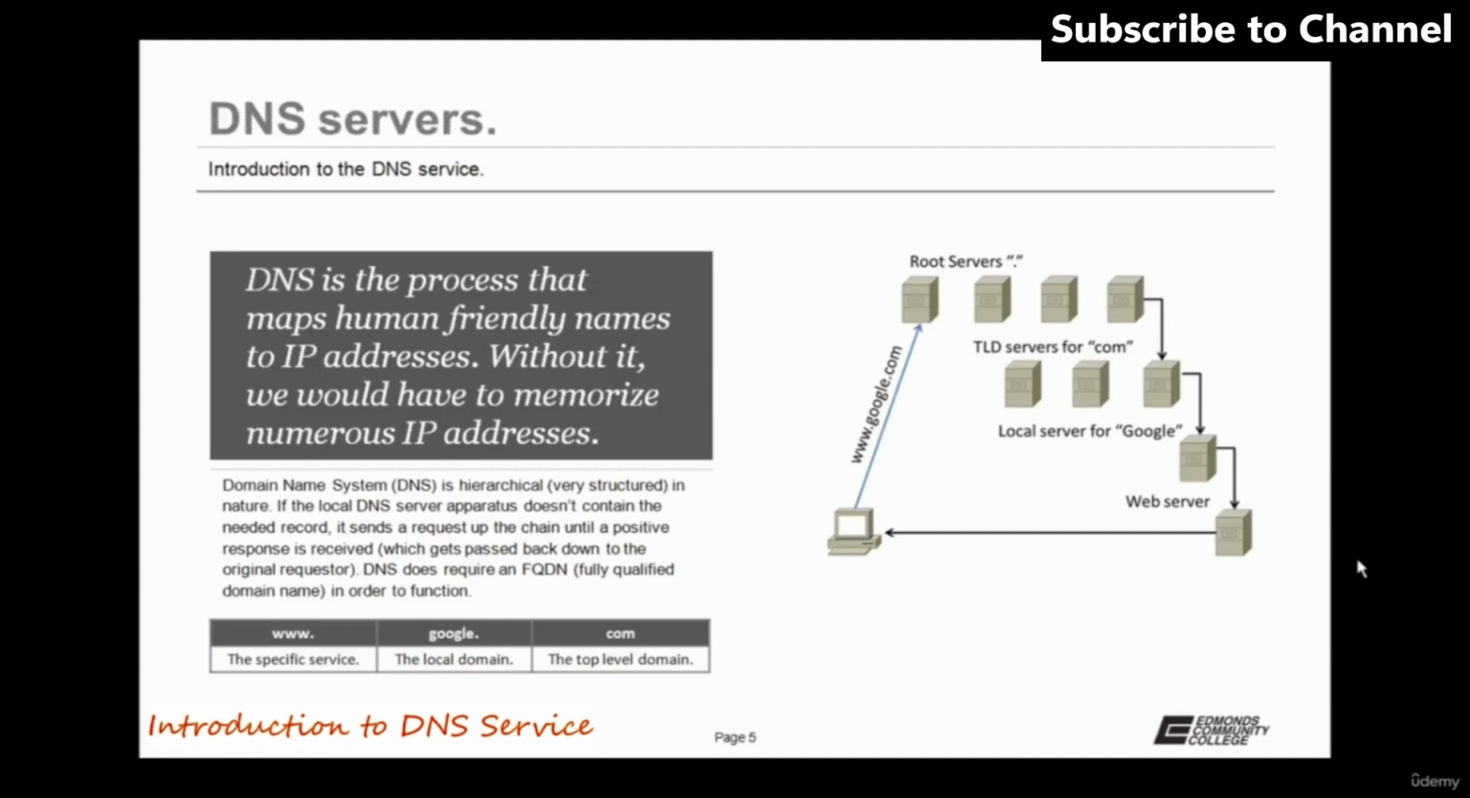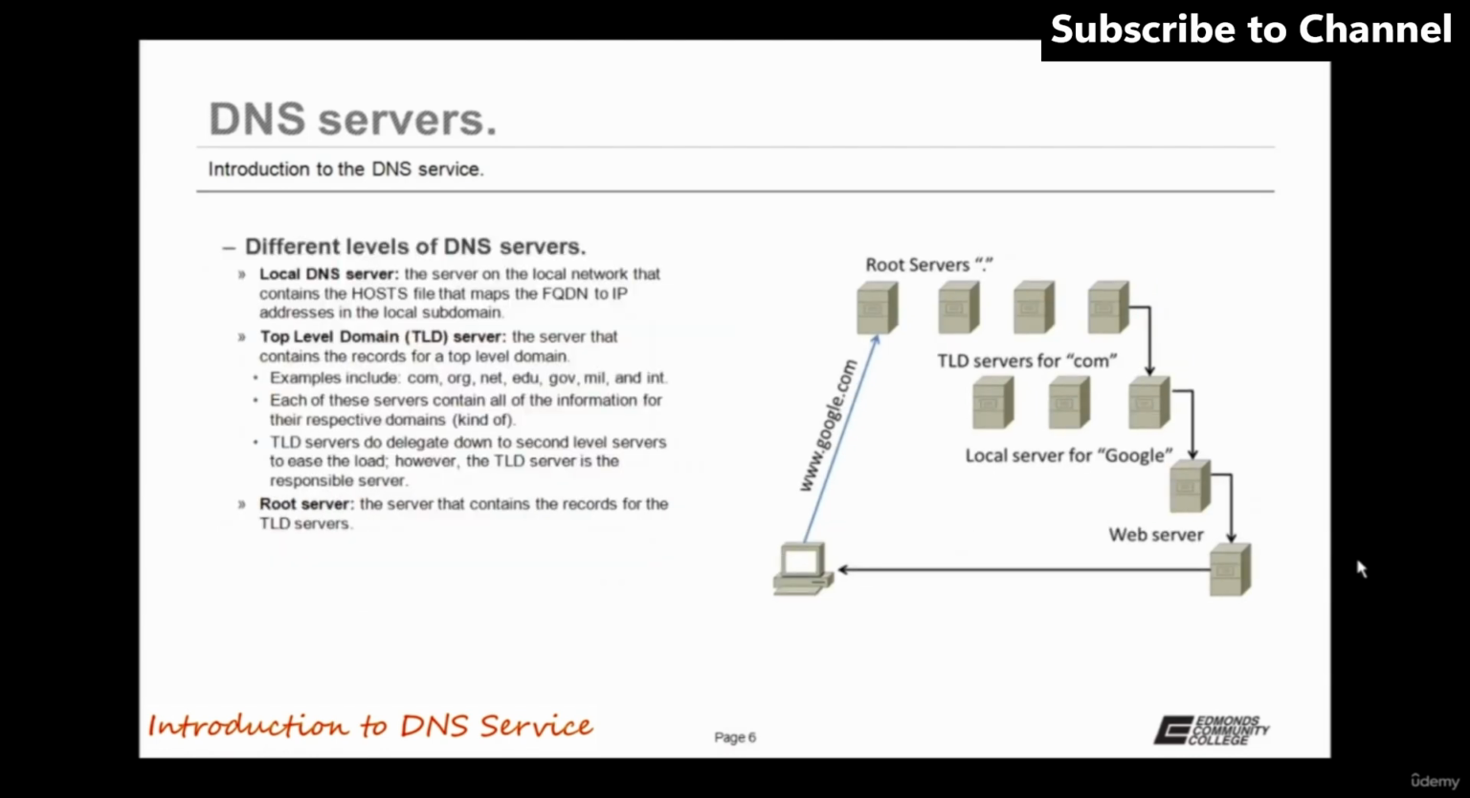Now, an FQDN is the www.google.com. It's that naming convention right there. The www is the specific service that's being requested. The Google portion is the local domain that contains the specific service, and the com is the top level that contains the Google that contains the specific service. That is an FQDN. Now that we've got that covered, let's talk about the different levels of DNS servers.